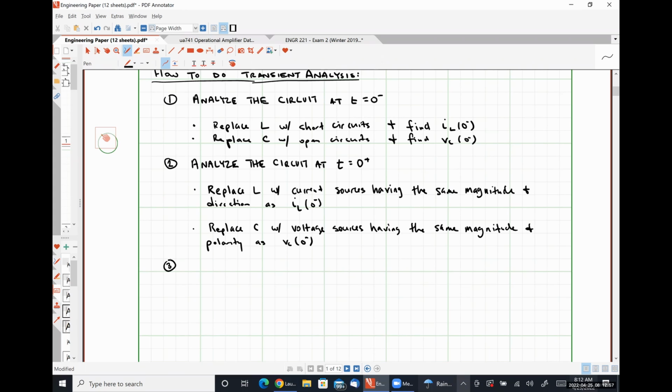Step 3, and I'm going to put a star by this because we only have to do step 3 when there is an independent source connected to the energy storage element of interest at t equal to infinity. We're going to analyze the circuit at t equal to infinity. Give me just a second and I will explain it.